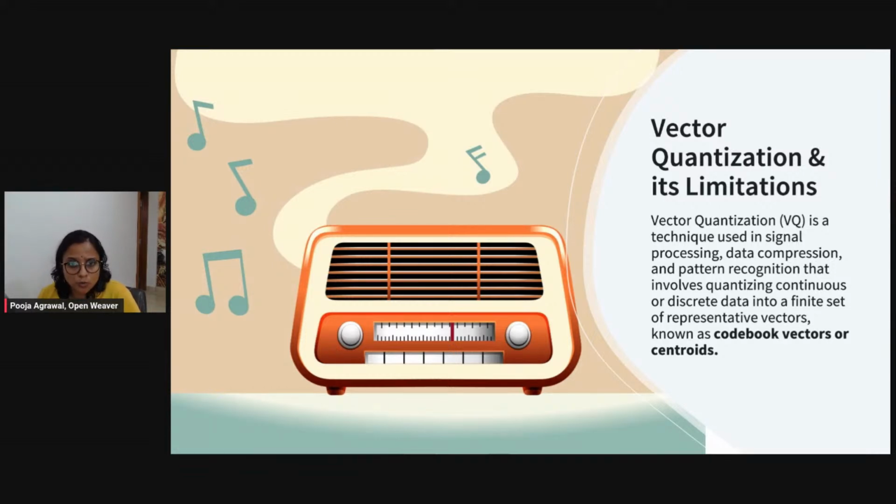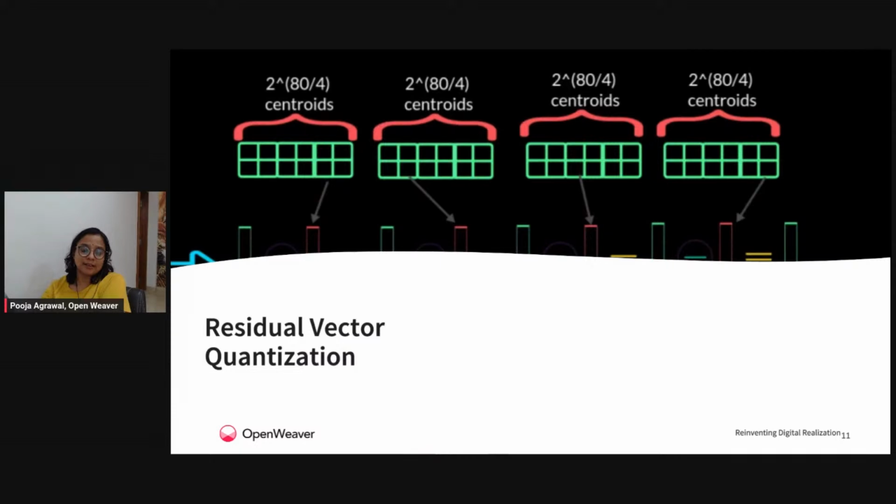MusicGen is an autoregressive transformer model trained over a 32 kilohertz EnCodec tokenizer. Without getting into too much detail, I was talking about the centroids that are created. With the normal vectorization technique, generating a particular bit rate per second was not possible.